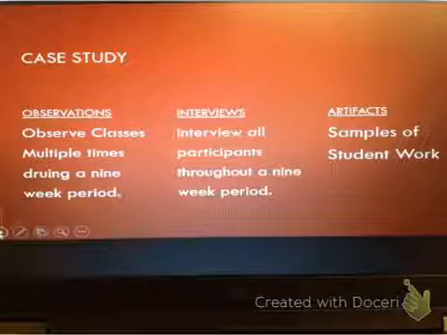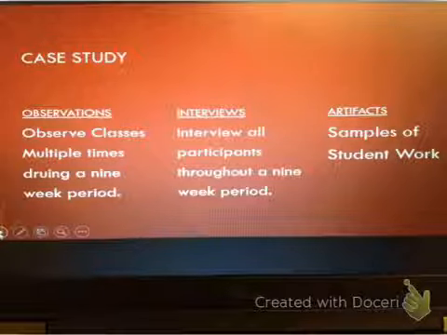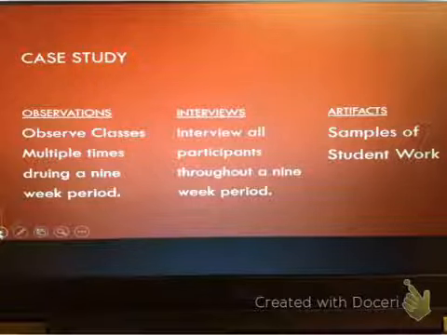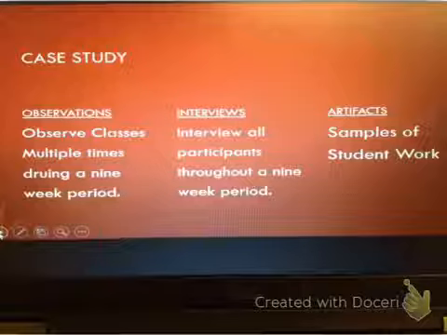The other thing is we're going to be looking at how we choose the technology that we're using in our classroom. That'll be part of the interview questions. Like, how did you choose this? Why did you choose it? What content were you trying to teach? And then I'll just be going around and sampling student work and see what their learning is.